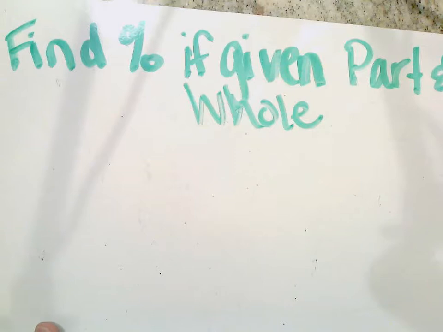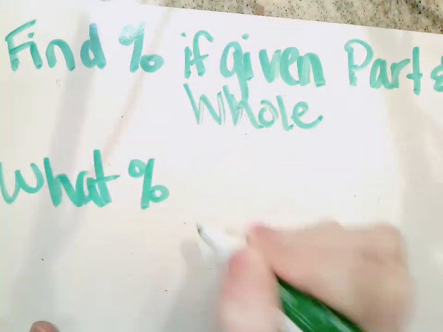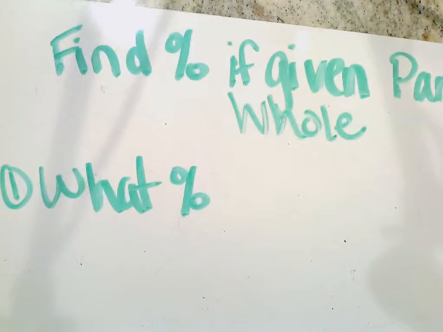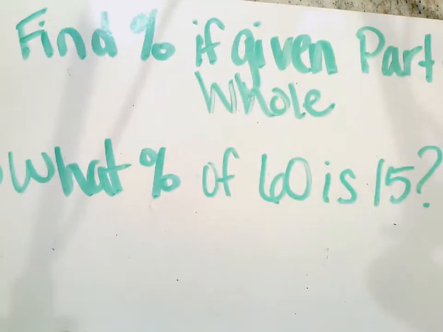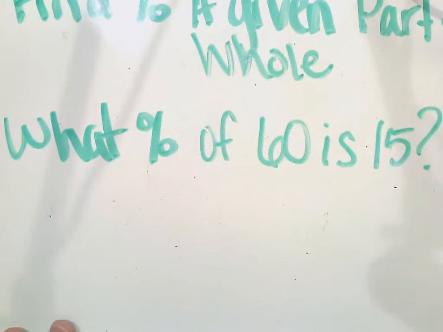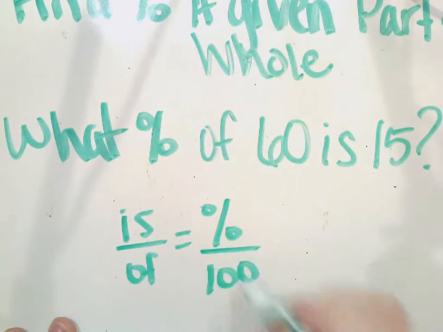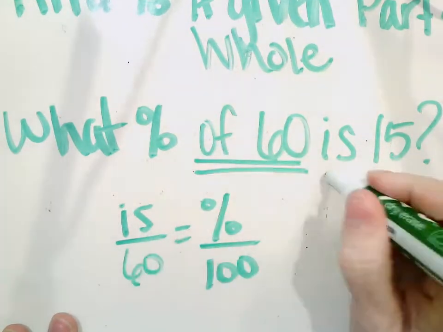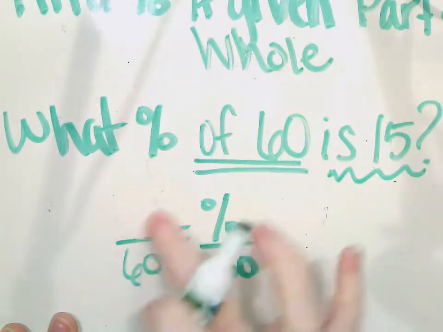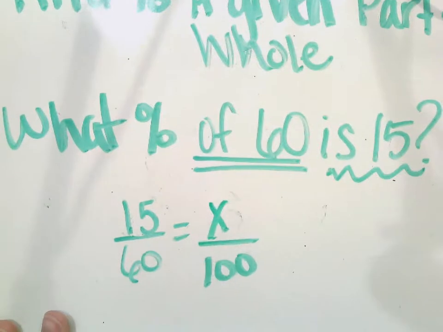We have the "is" and the "of." Okay? So let's say your first question is, what percent of 60 is 15? So we know, same setup, "is" over "of" is percent out of 100. Of 60, so I'm going to take off the "of" and I'm going to put in a 60. Is 15. And this time I'm looking for the percentage. So that's my x. There's your proportion.